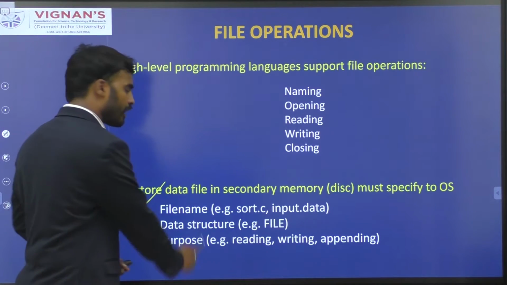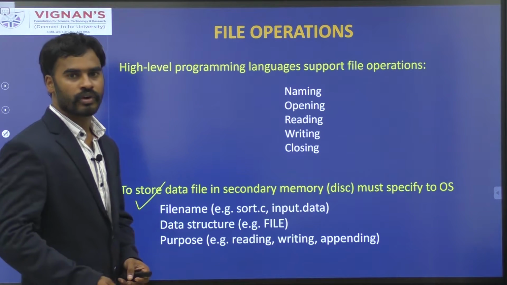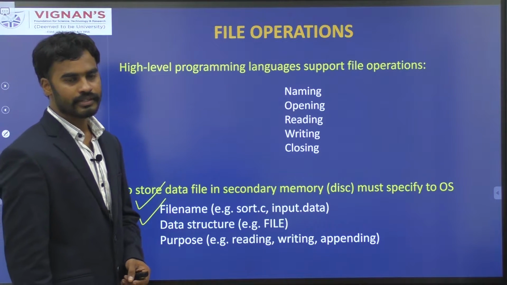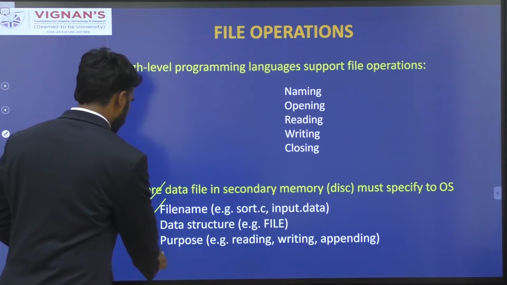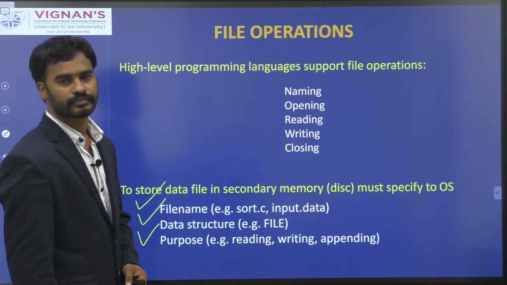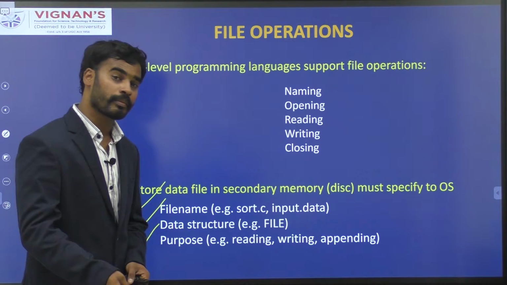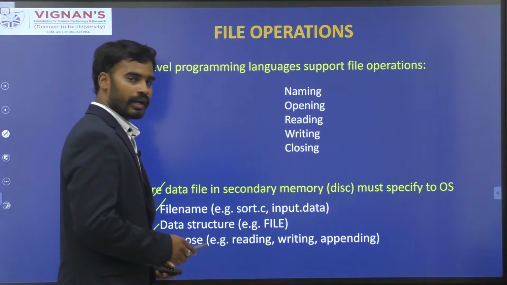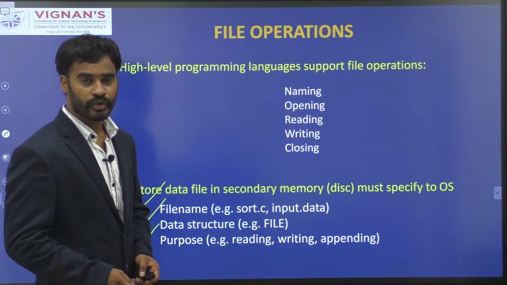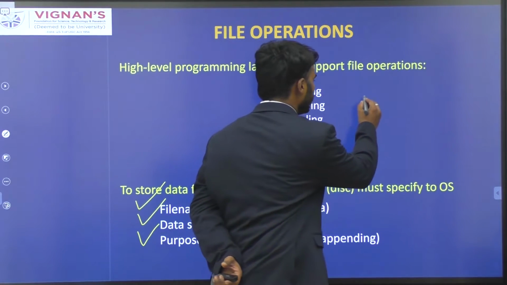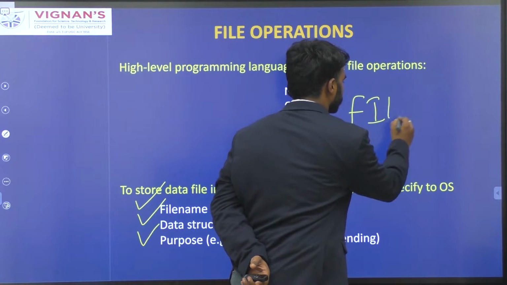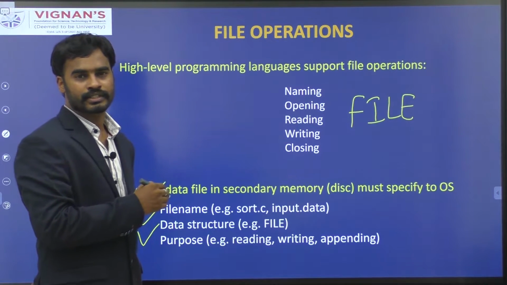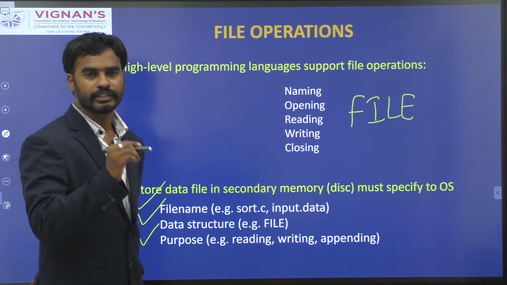One is the name of the file with which you are working, the next is what data structures you are using to work with the files, and for what purpose you are opening a file, whether it is for reading, writing, or appending. Okay, in the C programming language, we are going to use a data structure called FILE to work with files. All should be uppercase letters. These are the data structures we are going to use to work with files.